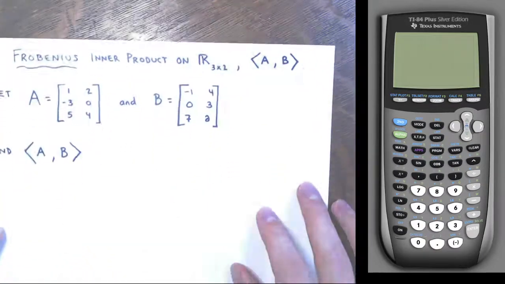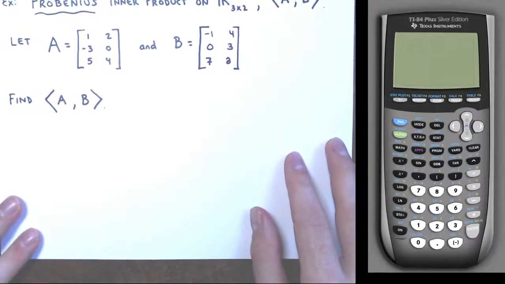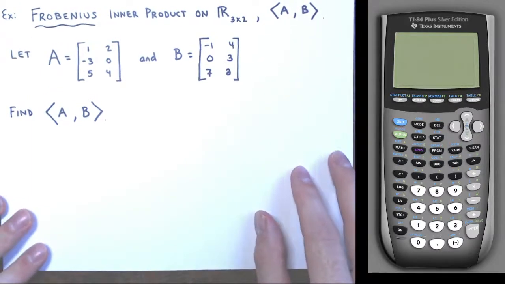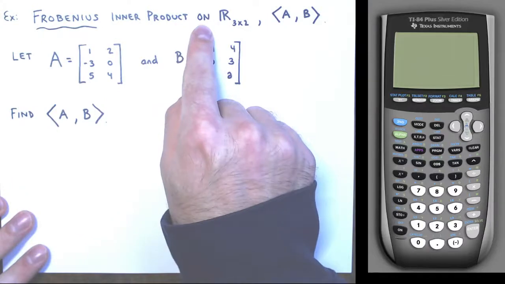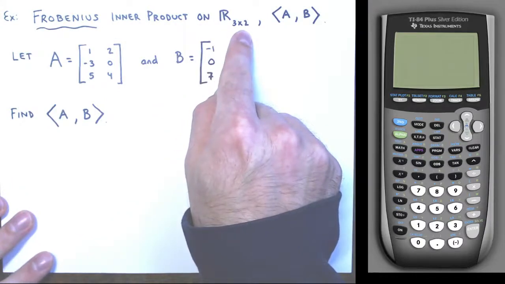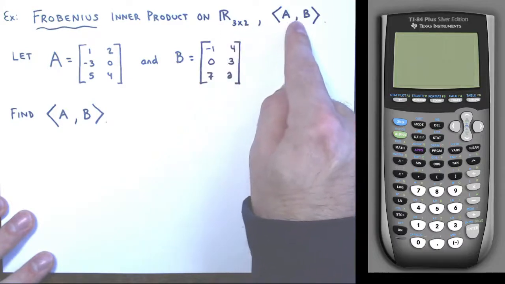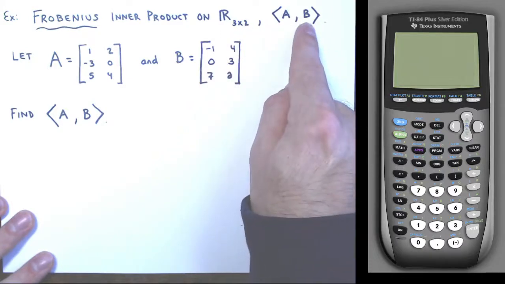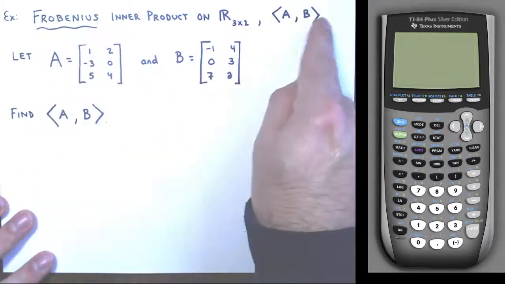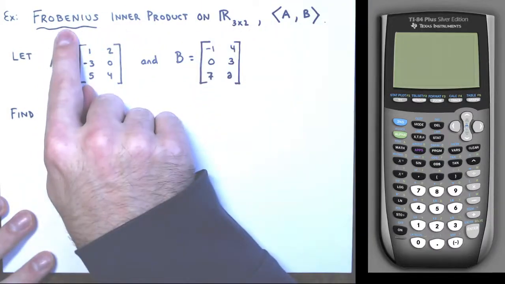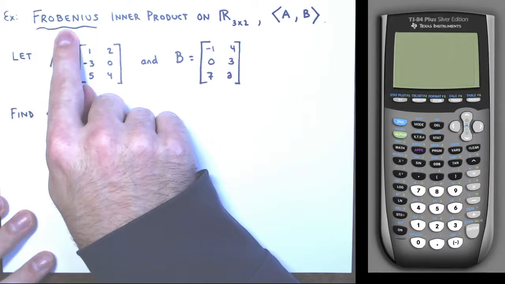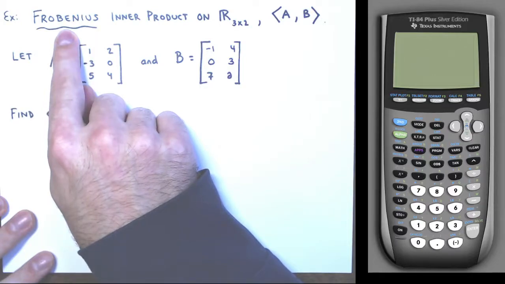All right, here's another one. This is the Frobenius inner product on R3 by 2, the space, the vector space of 3x2 matrices with real entries. And it's the inner product of matrix A with matrix B. Now notice I don't have a rule written because I've already told you what it is, in my previous video when I introduced inner products.